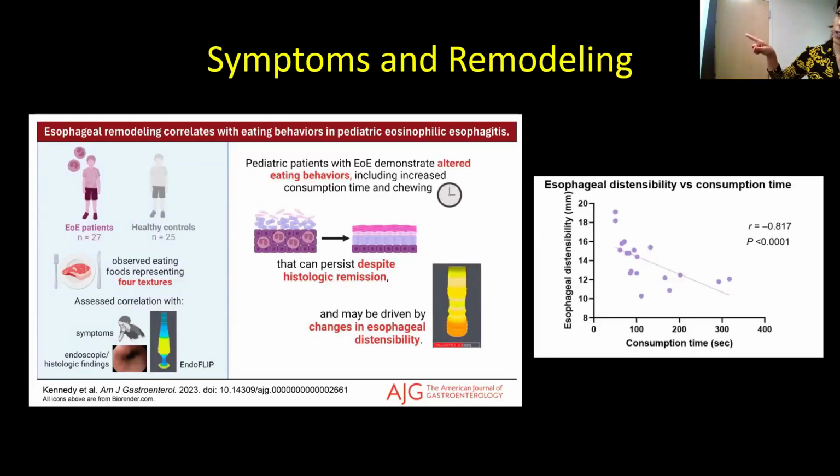This is a really neat study that just came out in JACI from Amanda Myers' group. She worked with the feeding team, and they did a study where they had children eat different textures of food and looked at how long it took them to finish their meal, and correlated that to inflammation, which didn't correlate very well to eosinophils. What it did correlate to beautifully was distensibility. So the longer the consumption time, the lower the distensibility of the child's esophagus.